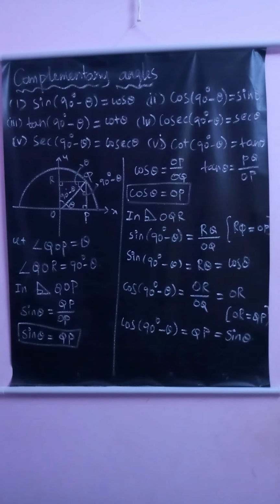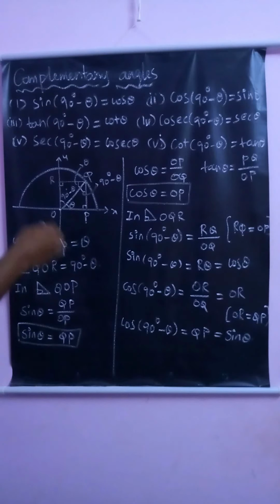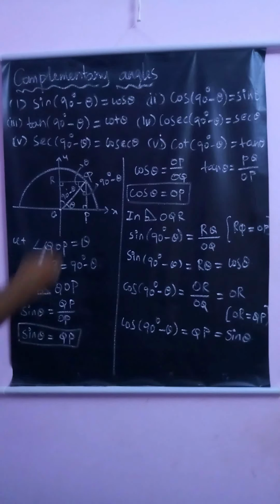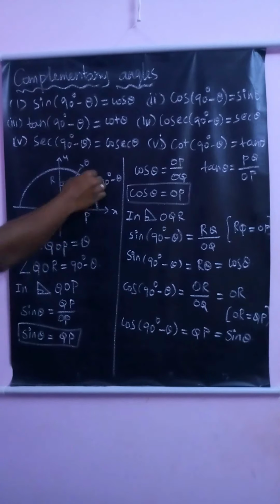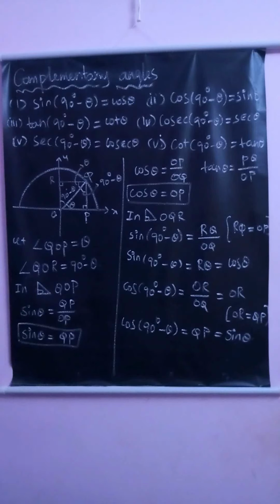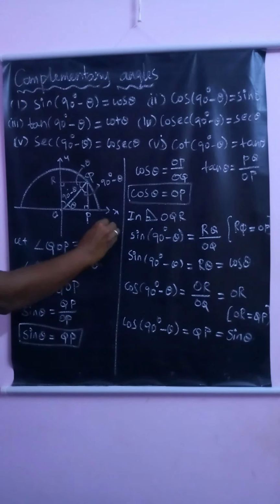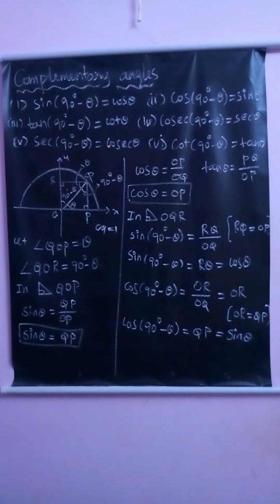So let us take one semicircle. Two axes intersect, and we can take the intersection as O. Take a point Q on the semicircle and join O and Q. Here OQ is the radius. This is the unit semicircle, so OQ is equal to 1.